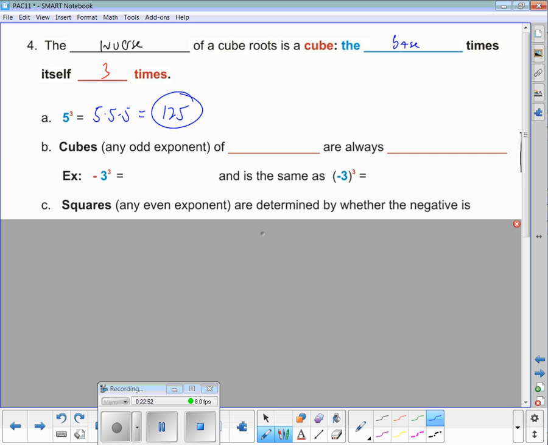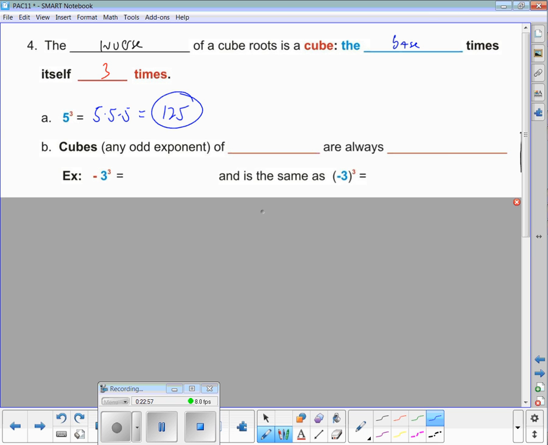All right, well, when cubing, any odd exponent of negative bases. Okay, let me pause for a second and translate that. Remember, the base is what the exponent applies to. So on our example here, we have a negative 3 base. And notice we have an odd exponent, an exponent of 3. An exponent of 5 would be an odd exponent. An exponent of 7 would be an odd exponent. Okay, so any odd exponent of negative bases are always, just like radicals, just like cube roots, negative.